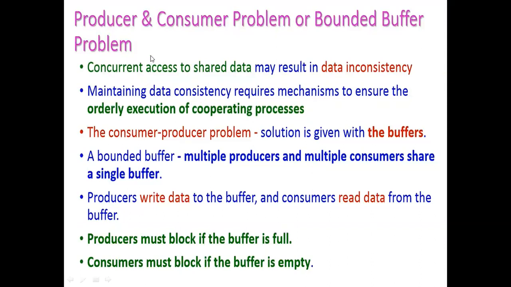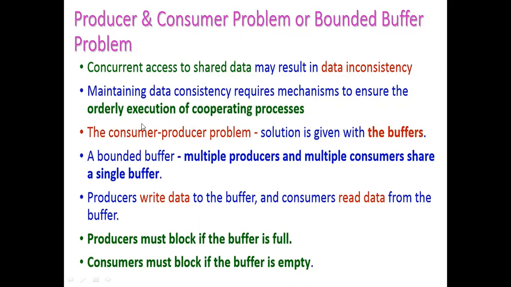So if the producer and the consumer problem of accessing the shared data will lead to the problem called data inconsistency. If you want to avoid the data inconsistency problem, it will require a mechanism that ensures the execution of the cooperative processes in an orderly, ordered fashion. If we execute the cooperative processes in an ordered fashion, we can maintain the data consistency.